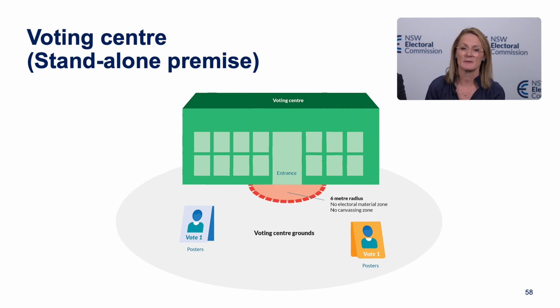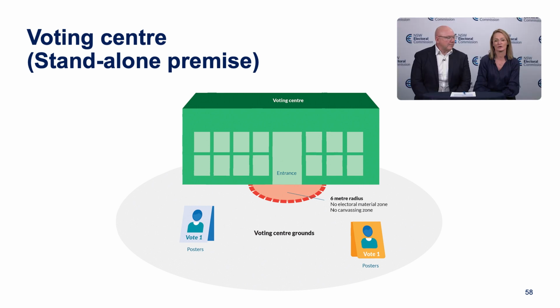Now the image shows the 6 metre entry or defined space to the entry of a voting centre. At the beginning of voting each day, the voting centre manager or early voting centre manager will come out and introduce themselves to you, and they will define the 6 metres to the entry to the voting centre. It's important to note candidate workers cannot place their signs or distribute electoral material within the 6 metres to the entry of a voting centre.